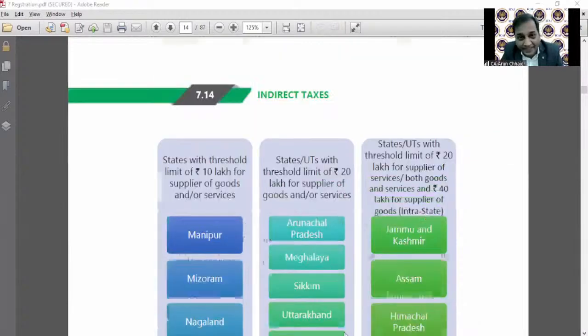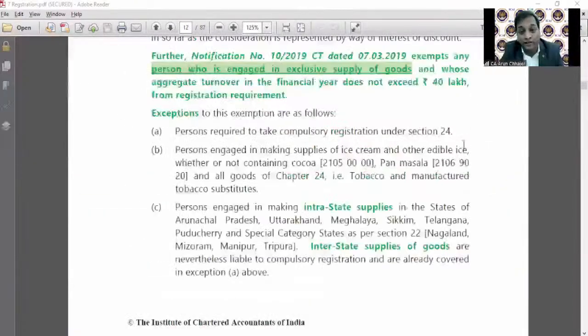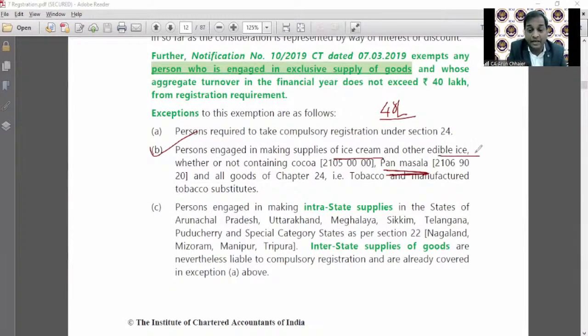Sir, please confirm: in the notification we have discussed, this enhanced limit of 40 lakh would not be applicable if the person is doing the business of pan masala, tobacco, ice cream, other edible ice. So the limit in this case would not be 40. Therefore he has to take registration, limit exceeding 20 lakhs. I hope it is clear.